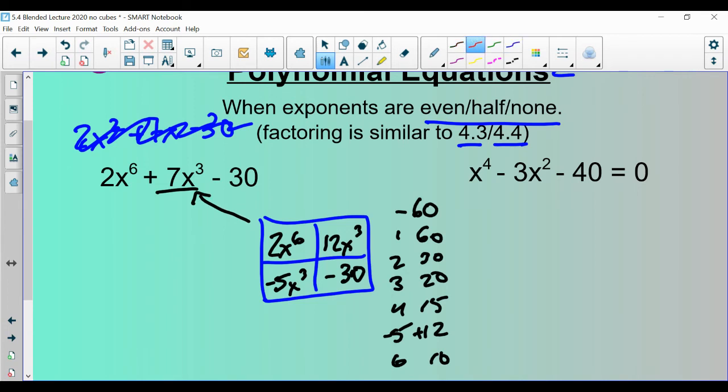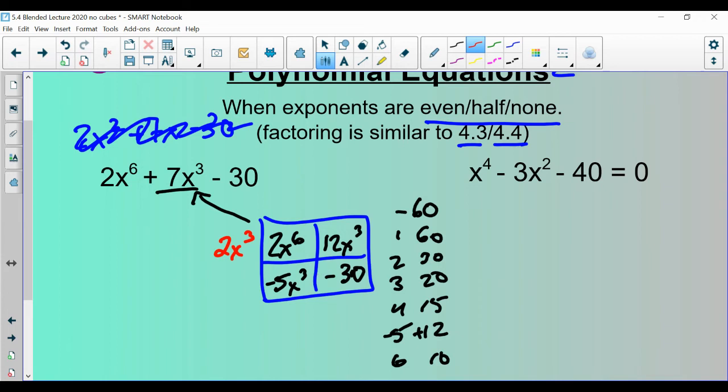Just like we did in section 4.4, locate the greatest common factor of the top two boxes. What is common between 2x to the 6th and 12x to the 3rd? Hopefully you are screaming 2x to the 3rd. 2 is the greatest common factor of 2 and 12. And if one has 6 x's and one has 3 x's, what they have in common is 3 x's.